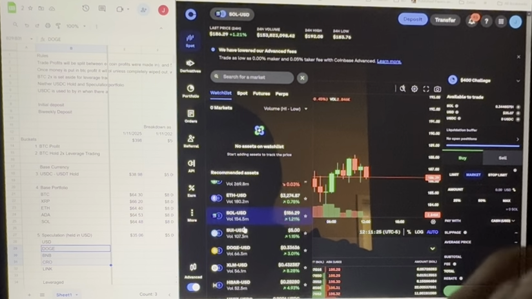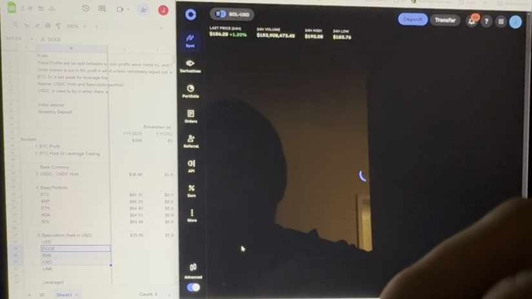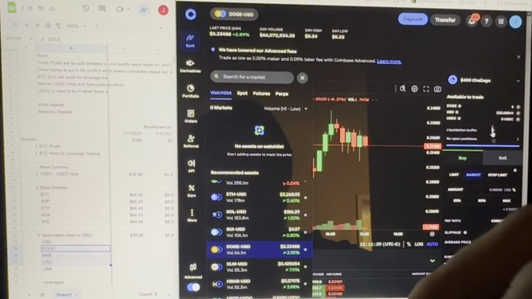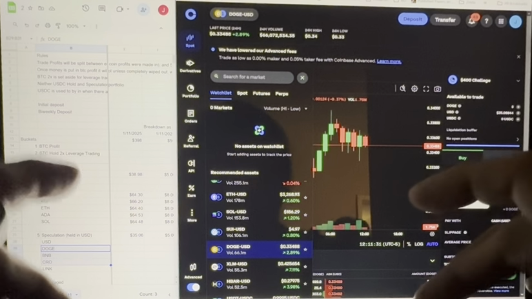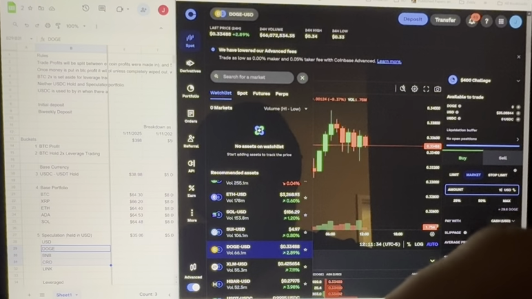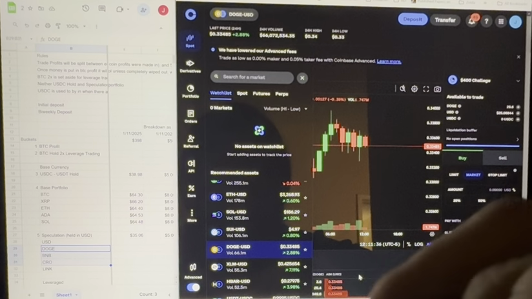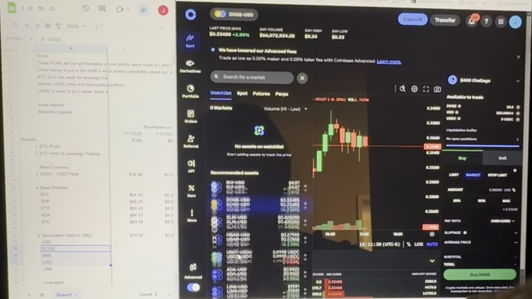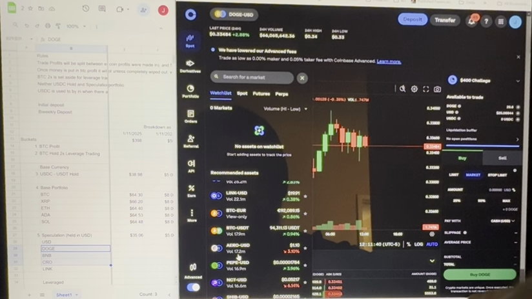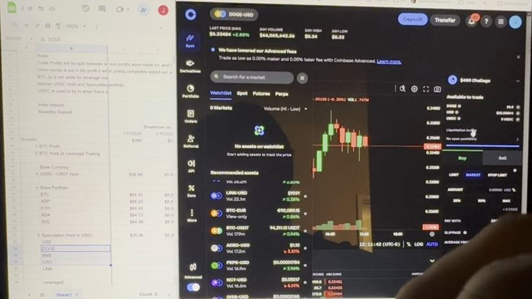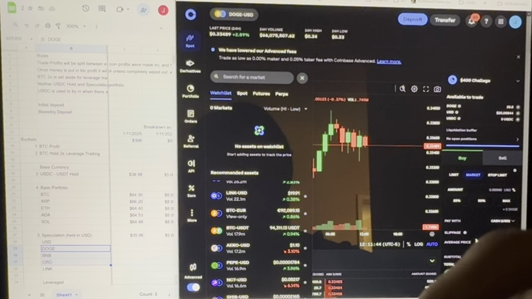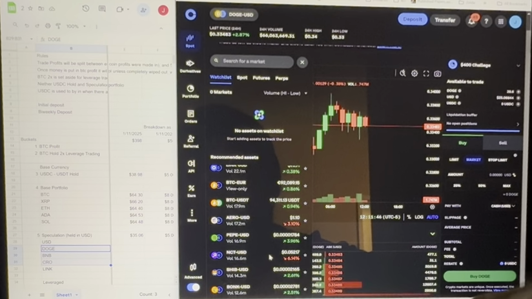So let's do Doge first. And we're going to buy $10. And there we go. $10. Then we're going to do Crow. If we can find, did it buy? Oh yeah, 29 Crow.